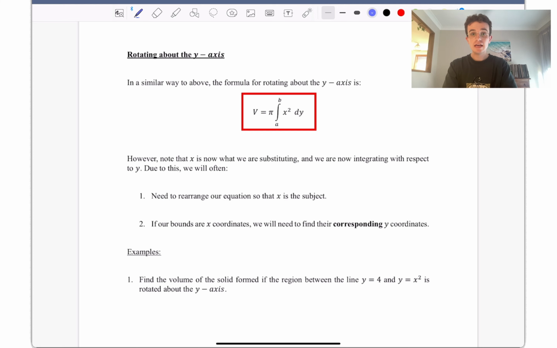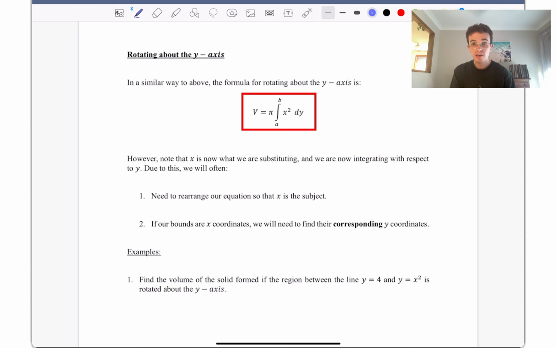Okay, so today we're going to have a look at a rotation about the y-axis. Similar to what we've done above when we rotate about the x-axis, except we're going to be rotating along the y-axis. Now, I'm not going to prove the formula again, it's exactly the same, except instead of squaring y, we're squaring x, and we've now got dy.